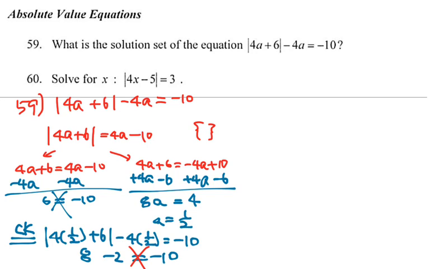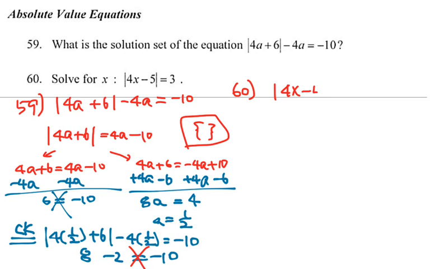So therefore, the second value we found, hopefully it was the answer, but it's not. So therefore, I'm just going to put it as an empty set, no answer. Alright, let's look at number 60 here.